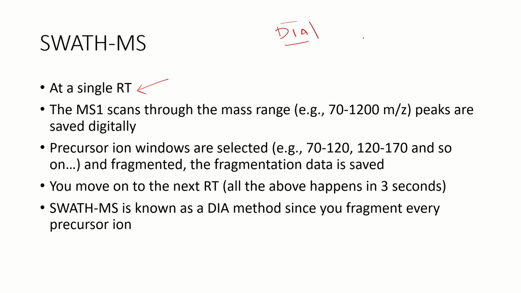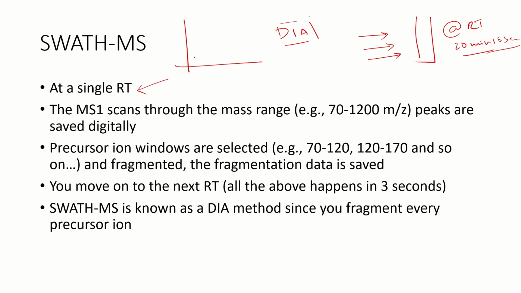So the steps in SWATH-MS, again I am considering a single RT. You are getting several analyte molecules which are eluting from the column one by one. Now I will just select a particular RT. Let's just select RT 20 minutes, so at RT 20 minutes and 15 seconds, to be very specific. Now at this RT, suppose we are getting 1, 2, 3, 4, 5 peaks at MS1.